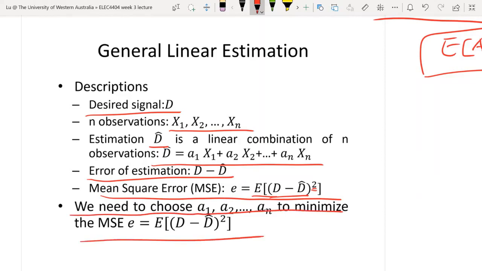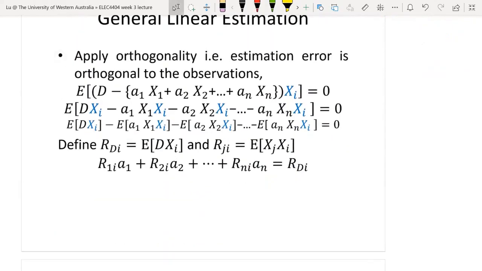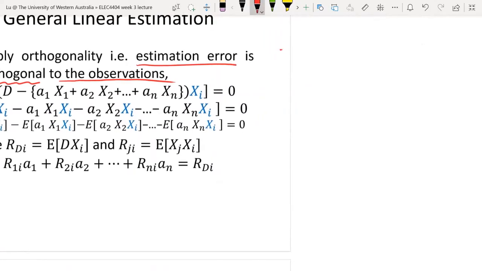Okay, so this is just the whole system. Now we want to apply the orthogonality principle. In other words, the estimation error is orthogonal to the observation. Again, I just want to help you recall what orthogonal is. Orthogonal means the expectation of the product between two things is equal to 0.